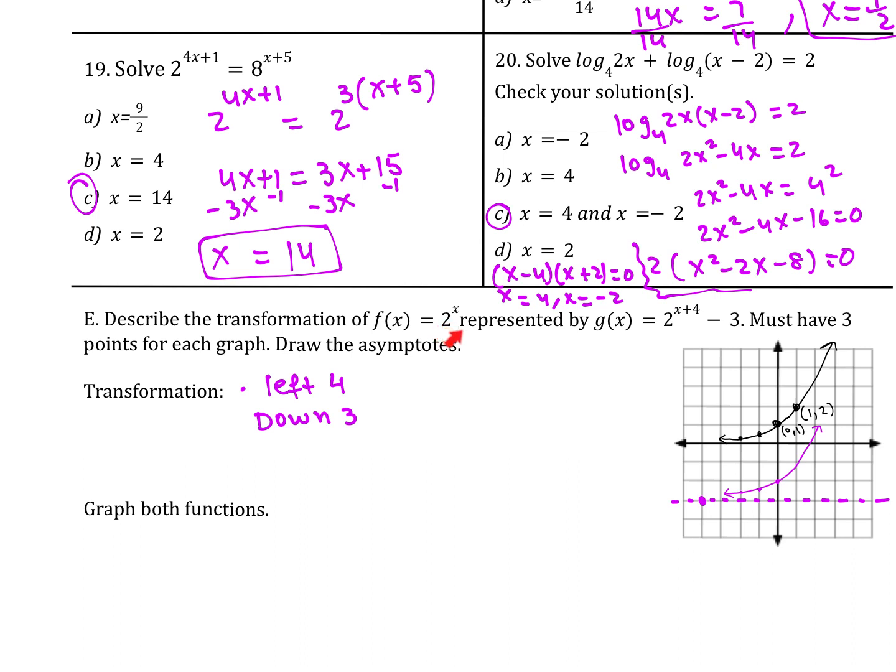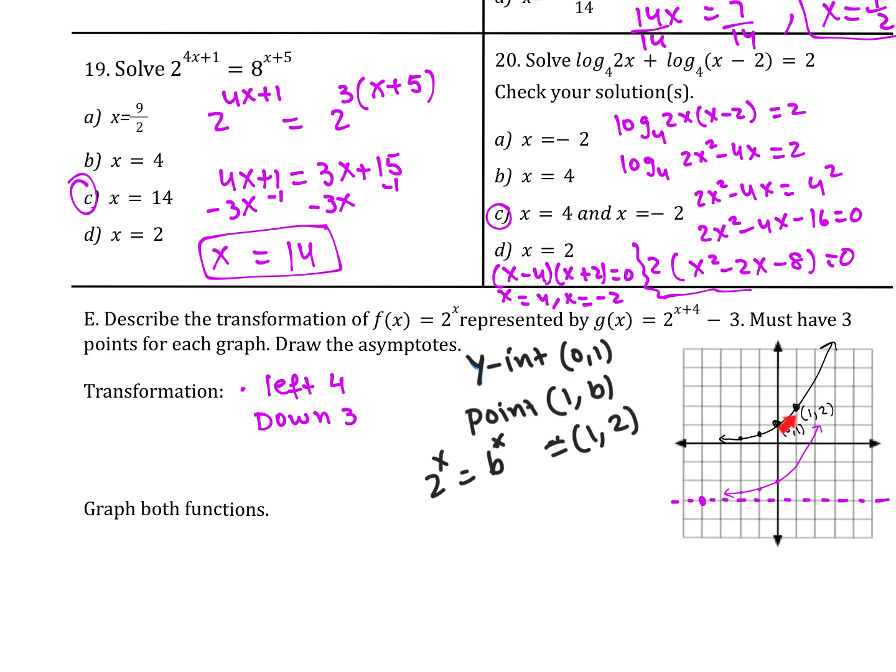2 to the power x is exponential function which rise from left to right. Where we have 2 to the power x, the y-intercept for this one is going to be always 0, 1, and one of the point is 1, b, where b to the power x is the exponential function. So here we have b as 2, so we have a point as 1 comma 2 because we have 2 to the power x. So this is going to be 1 comma 2, this is 0 comma 1.